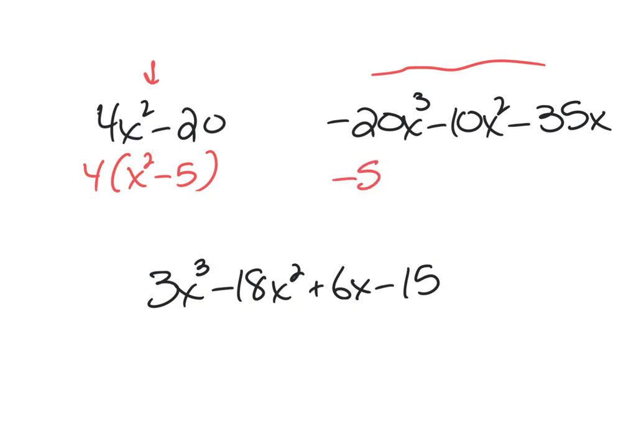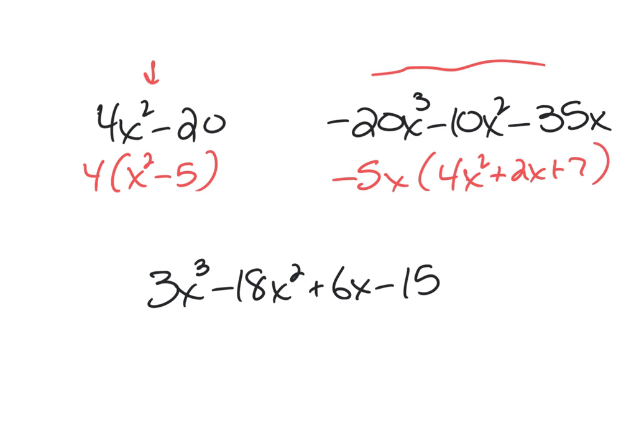On the next set right here, this next polynomial, they're all negative. We can take out a negative. They'll have a 5, and they all have an x. So I'm going to take out a negative, a 5, and an x out of each one. The first term will leave a 4 and two x's. The second term will leave a 2 and a 1x. And the third one will just leave a 7. Now notice that they're all pluses now because I took out the negative sign.